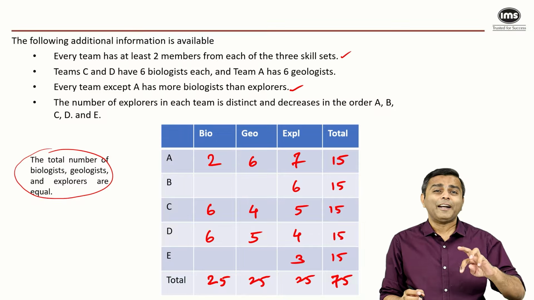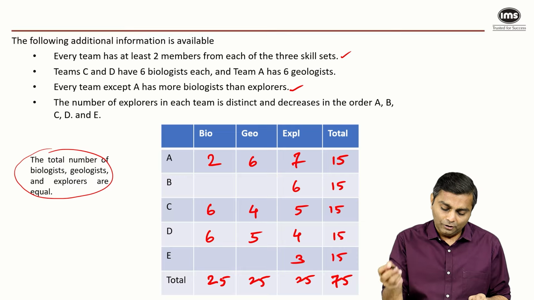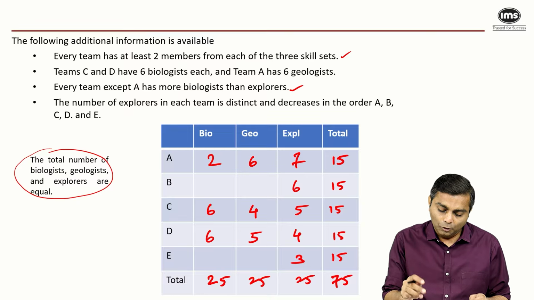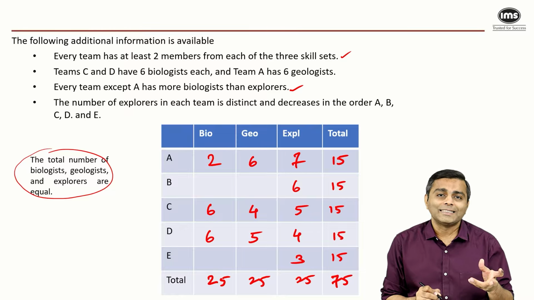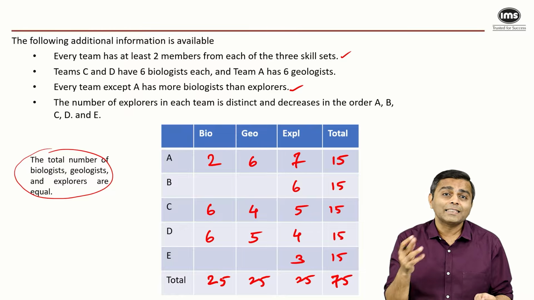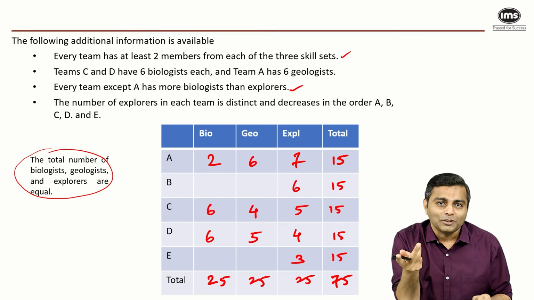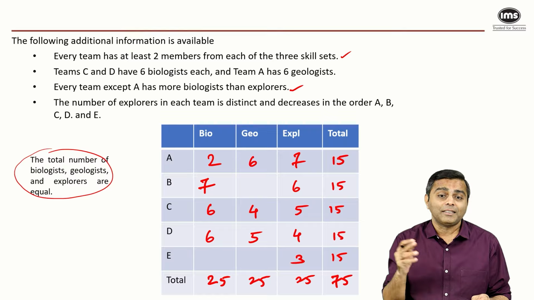Yes, I think we'll be able to find out the biologists. Let's just check. Every team except A has more biologists than explorers. So now in B, explorer is 6, so biologists have to be more. The minimum value for biologists is 7. Can it be 8? 8 and 6, 14, and then the geologist will be 1, which is not possible. Correct, which means this has to be only 7, and 6 and 7 is 13.